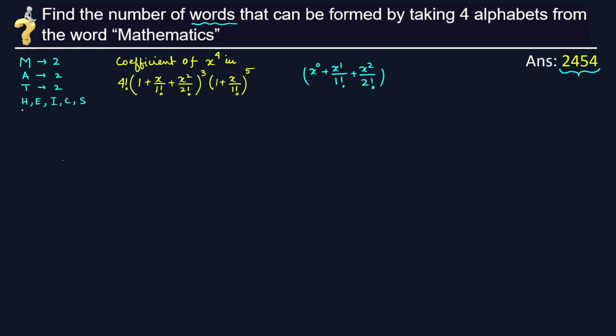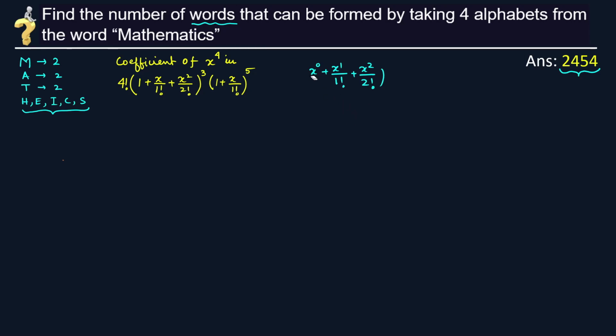And for the 5 distinct alphabets, either I can choose that alphabet or I will not. So it will be x to the power 0 plus x to the power 1 by factorial 1. That's exactly what I have written 5 times. That is why the exponent is 5. I hope it is clear to all. Now we have to find the coefficient of x to the power 4.